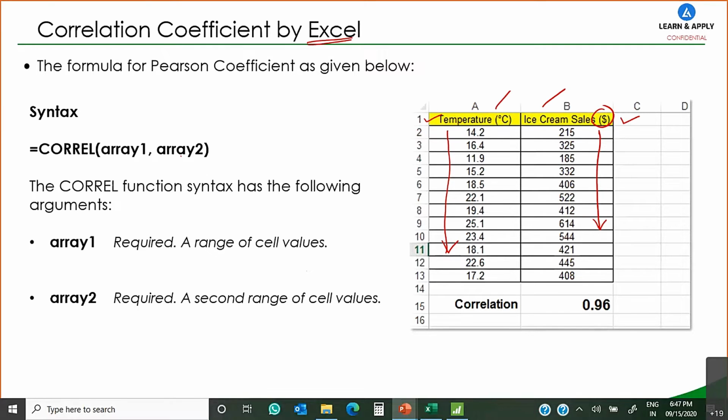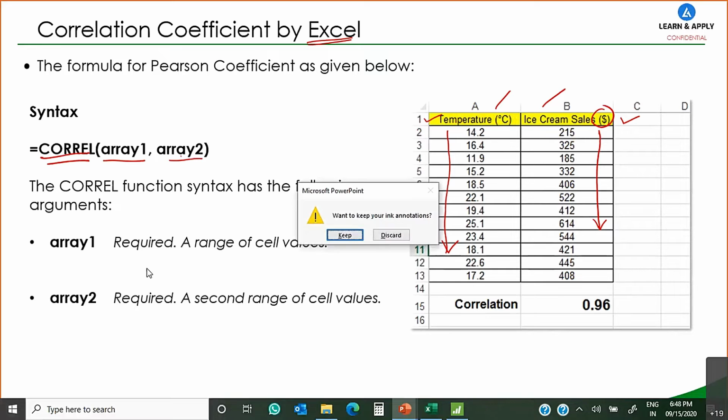For that purpose, a very simple formula is available in Excel, called CORREL. This is also called correlation. You have to put this formula CORREL, and then enter array 1. Array 1 is nothing but variable 1, and then you can put array 2. Array 2 is nothing but variable 2. I will show you in Excel, so it will be very clear.